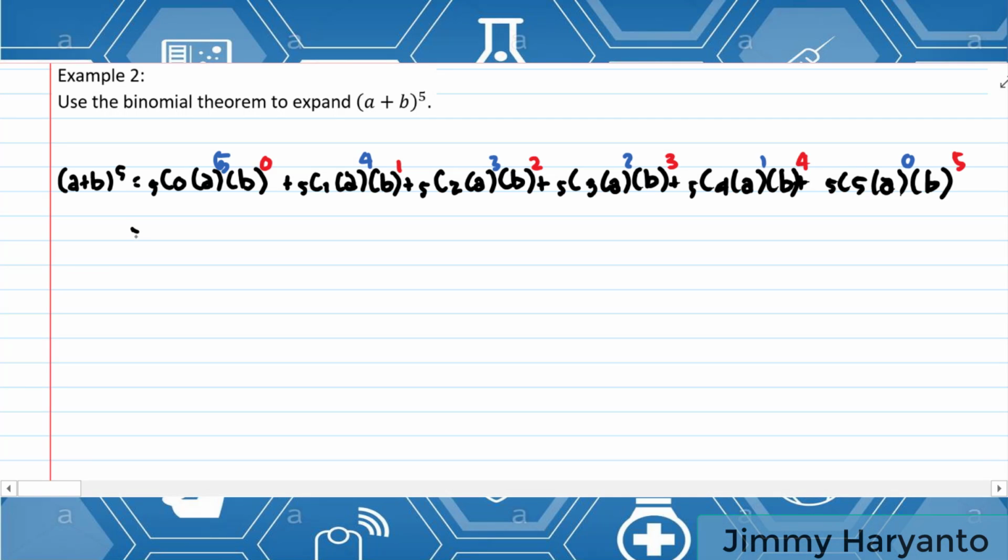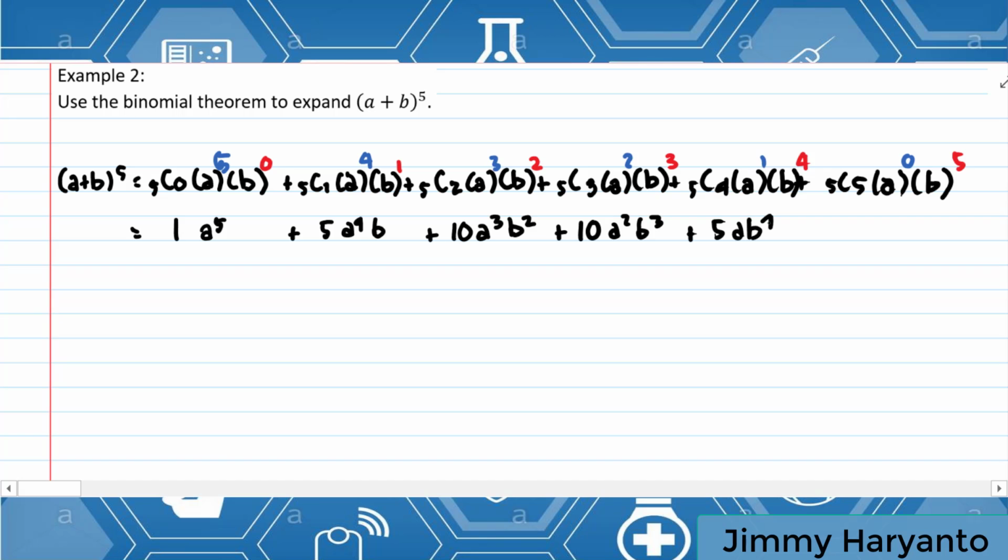Next, we can use the calculator. This one is 1, a^5. This one is 5, a^4 b. This one is 10, a cubed b squared. This one is 10, a squared b cubed. This one is 5, a b^4. This one is 1, b^5. There you go. That is the expansion of (a + b) to the power of 5.